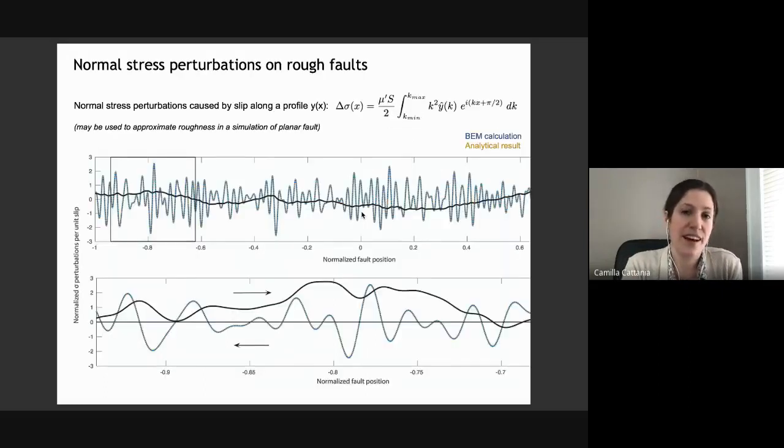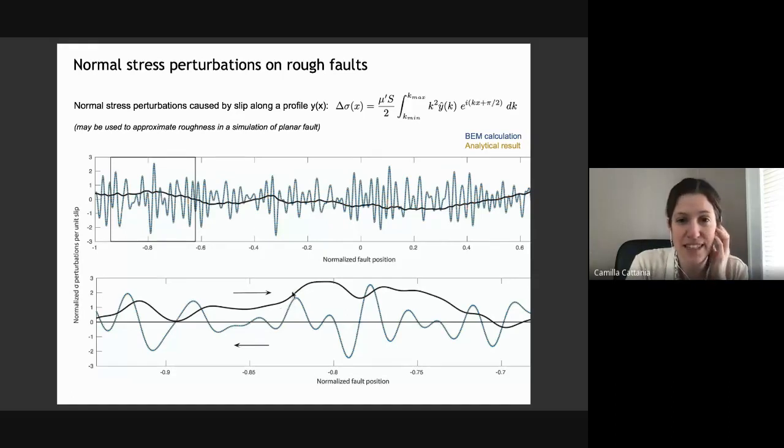If we have a rough fault, the main difference that really controls the behavior is the existence of spatial variability in normal stress. Here I'm showing the topography in black. In blue and in yellow, you can see the normal stress perturbations due to an arbitrary amount of slip, as calculated from boundary element calculations on inclined elements, and then this analytical result, which I show here. If we look at the zoomed in version, it is also quite intuitive.